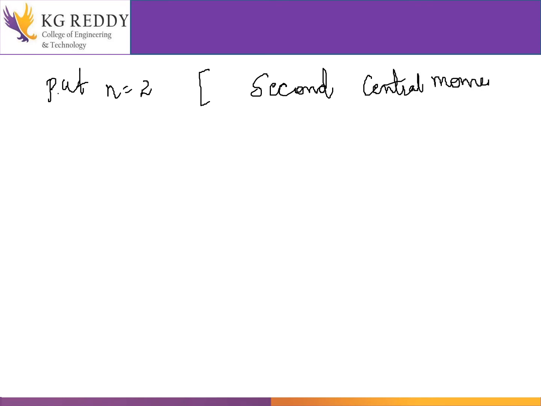So I'll put n is equal to 2. Then I'll be getting the second central moment. And this second central moment is a very important quantity. It is also called a very important concept. It is also called variance. The second central moment is called variance.